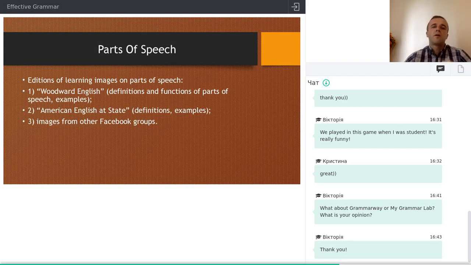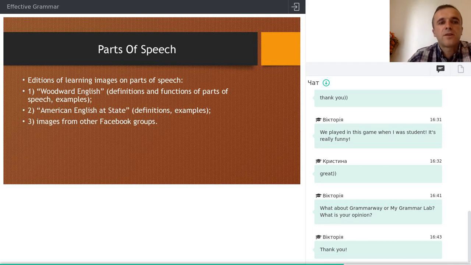Okay, so if you don't have any questions on the tenses, a few words about some parts of speech. I really prefer to use such editions as Woodward English, as I've already mentioned, because in this edition you can find different definitions and functions of parts of speech and examples, and you can find different structures, like either or, neither nor, with different examples.